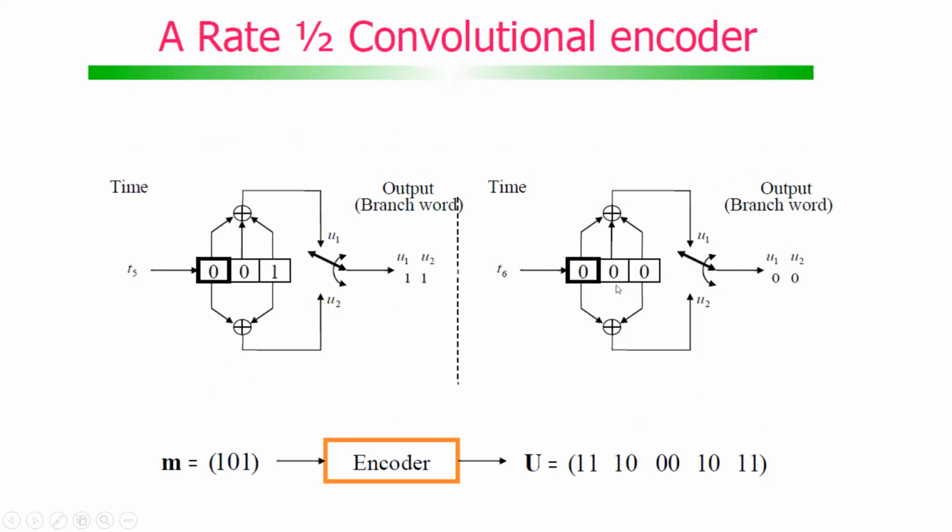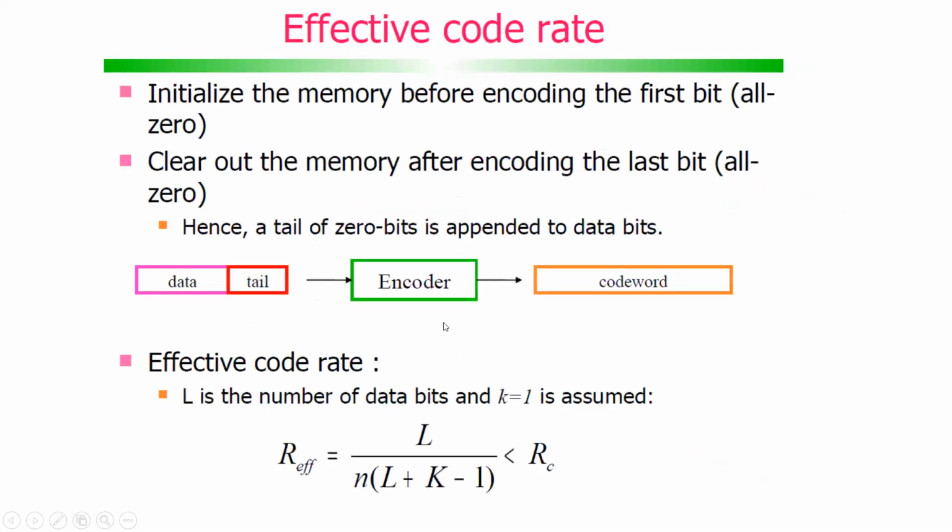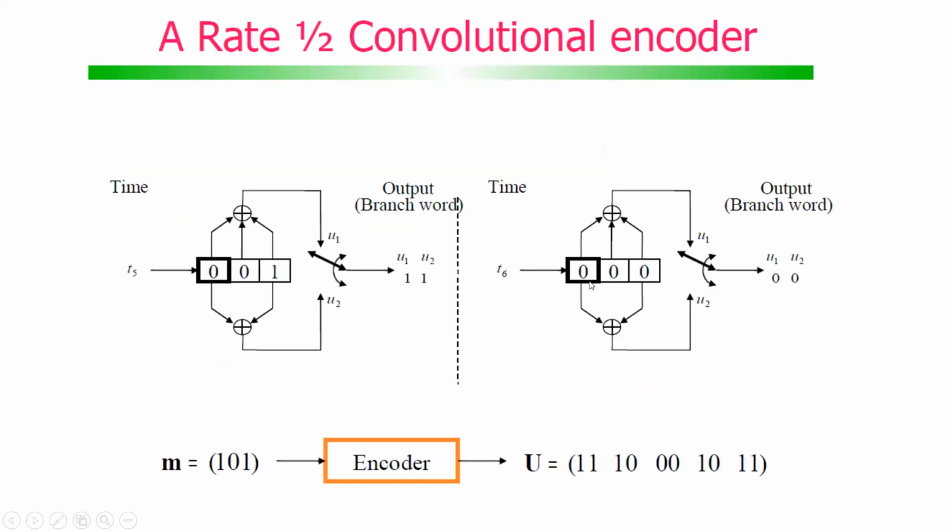So ultimately, when all the boxes in the shift register become zeros, the message vector was 101 and the code word that you will receive is 11100010 and 11. The dotted line tells us that these 5 branch words will come, and the final stage will be 000, and the code word generated is 11100010 and 11. This is how the encoding is done.